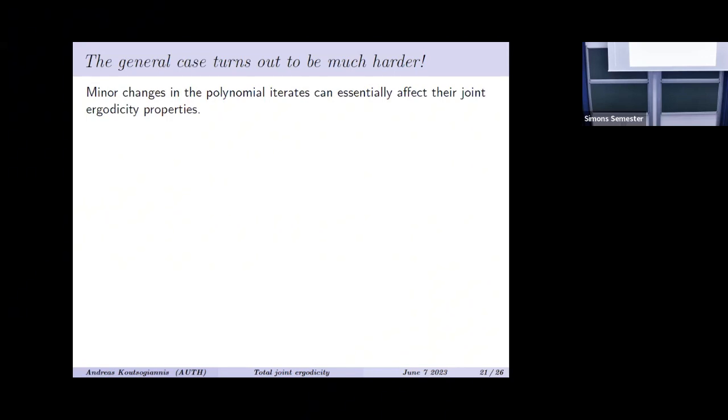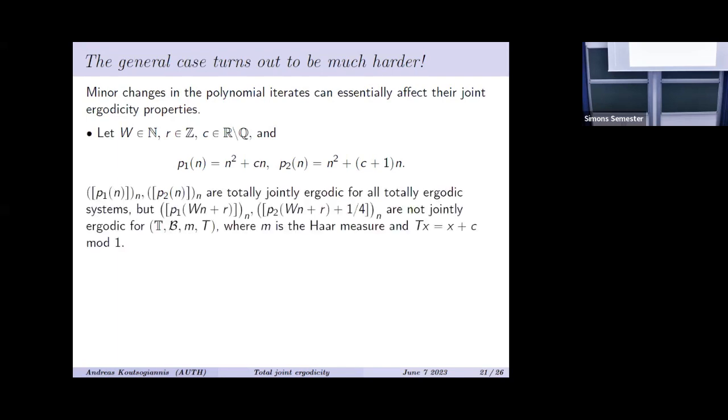First of all, some assumptions that we have to postulate on our iterates. Let's say that we are dealing with two polynomials. Here, I'm picking my favorite w in N, my favorite integer, and my favorite irrational number c, and I'm creating p1(n), which is n squared plus cn, and p2(n), which is n squared plus (c+1)n. Then I can use Nikos's result to say that these polynomials are jointly ergodic for all totally ergodic systems. But with an easy computation, as I said, you just check the integral of an exponential sum. P1(wn+r), P2(wn+r+a fourth) are not jointly ergodic for the torus with the translation by c and the Haar measure mu.